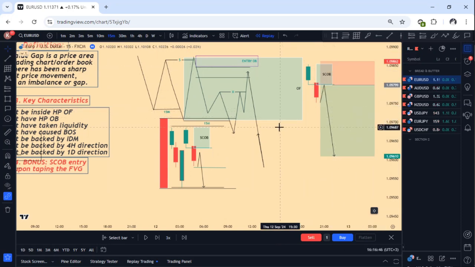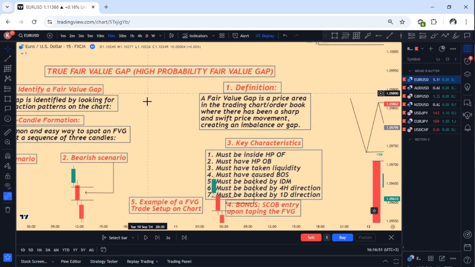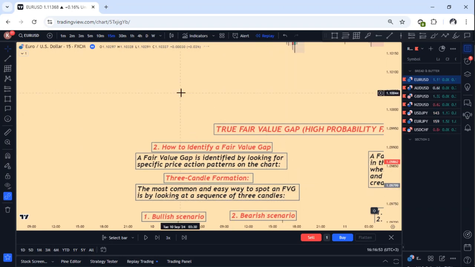Now let's go to the chart and start with exactly this. So this is the chart.